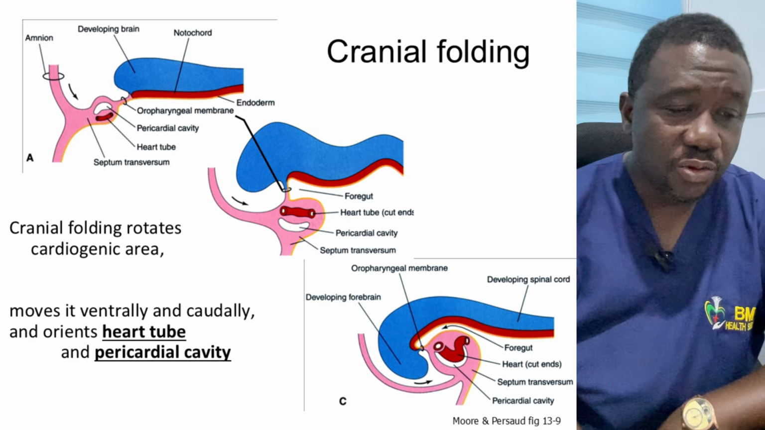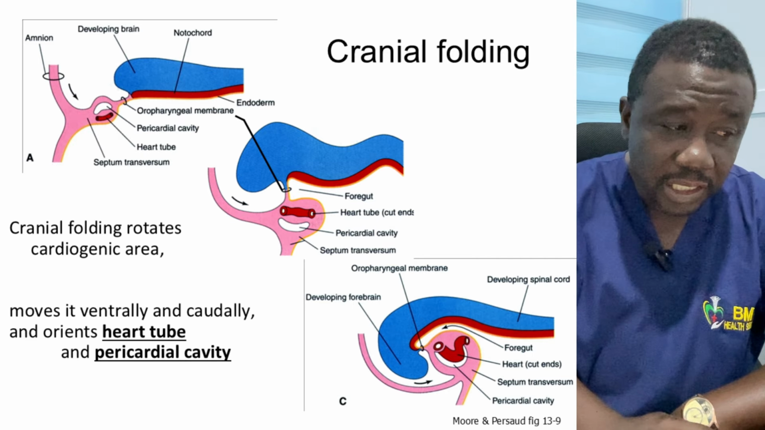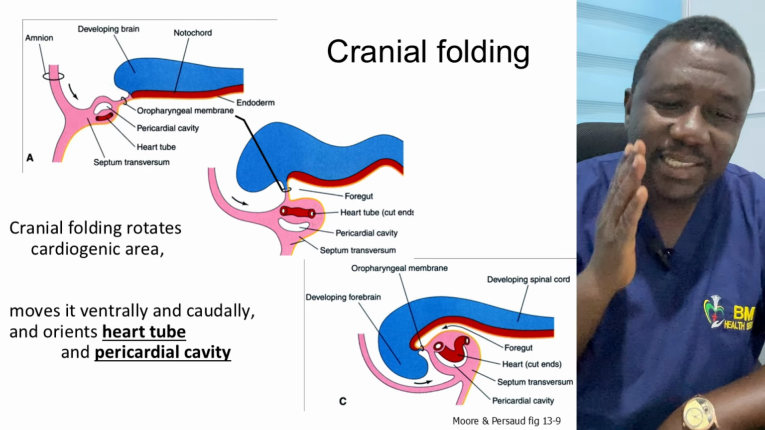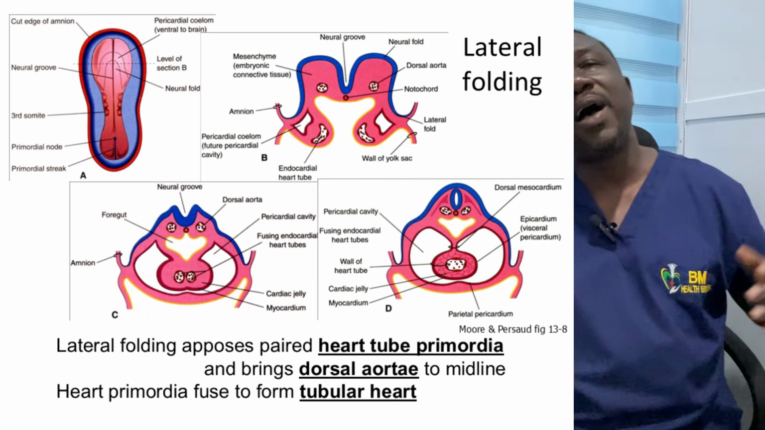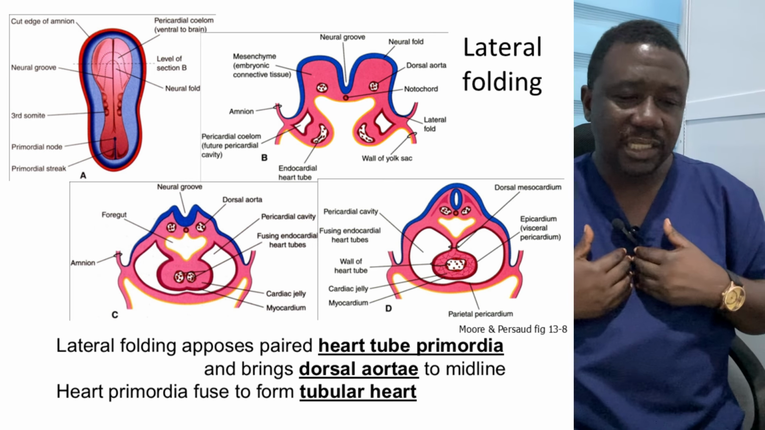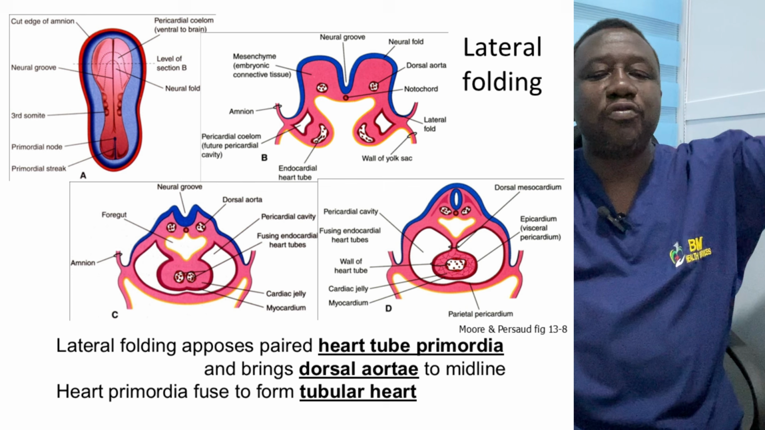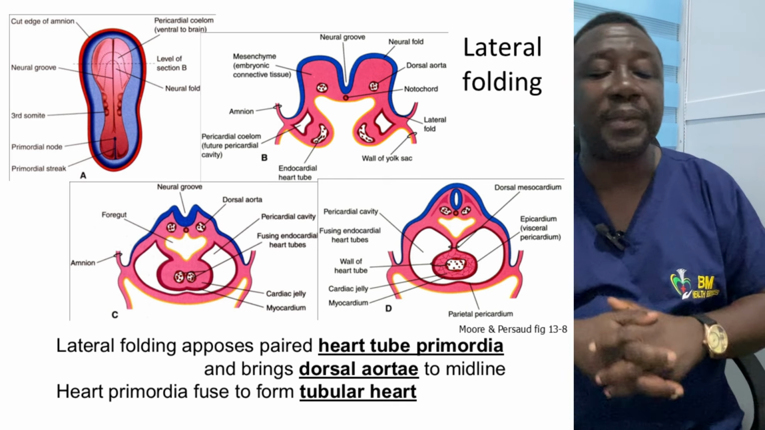Okay, so after the fold, if we proceed on, it's showing step by step the lateral fold. So we have the cranial fold and the lateral fold. So whilst the head region is folding to position the heart to the chest, we have the lateral part also folding to give us a full complete heart. So let's look on the screen.